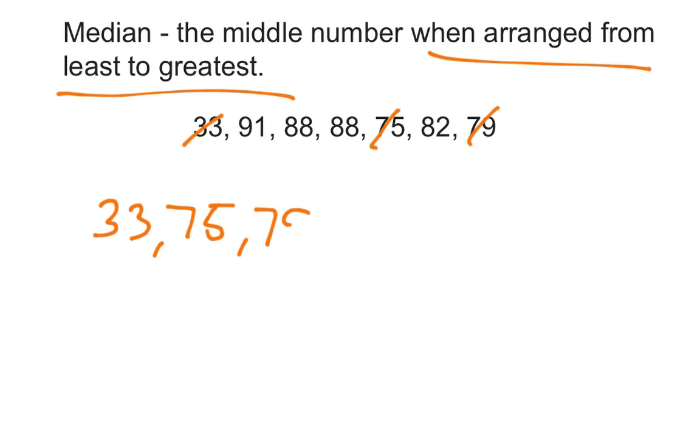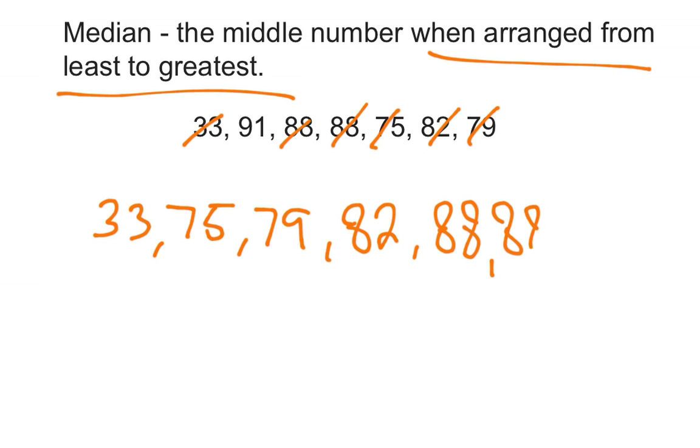I have a 79. We have an 82. We have an 88. Another 88. And then finally that last one, which is a 91. Okay, so median, the middle number when arranged from least to greatest.